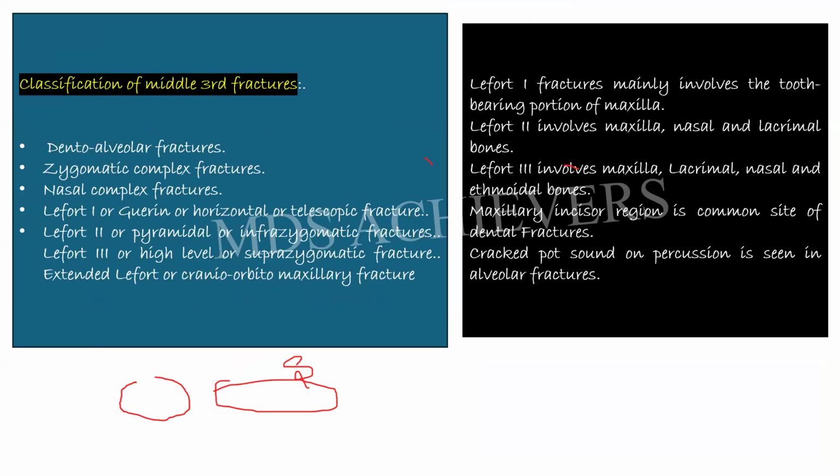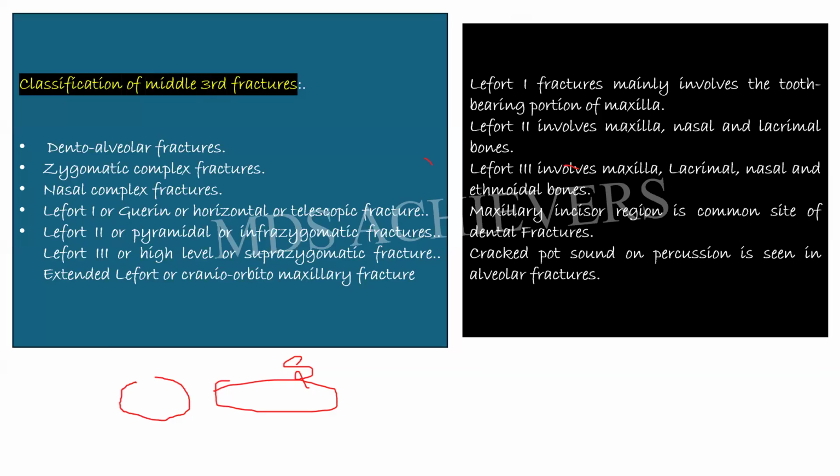And Le Fort 2 is a pyramidal or infrazygomatic fracture. Le Fort 3 is an eye-level or suprazygomatic fracture. And extended Le Fort, or craniomaxillary-orbital fracture, can also be seen. Le Fort 1 mainly involves the tooth-bearing portion of the maxilla. Le Fort 2 involves the maxilla, nasal, and lacrimal bones. And Le Fort 3 involves almost all bones, that is, maxilla, lacrimal, nasal, and ethmoidal bones.